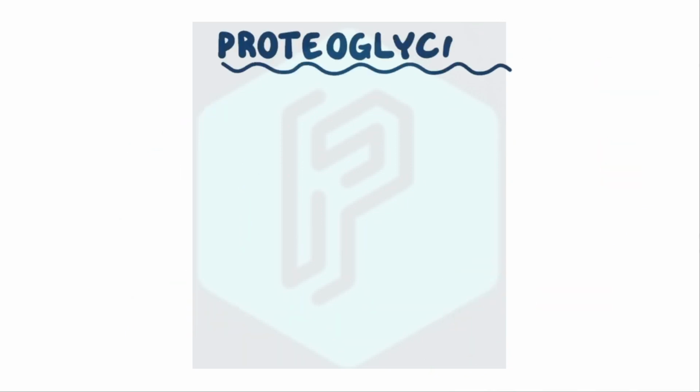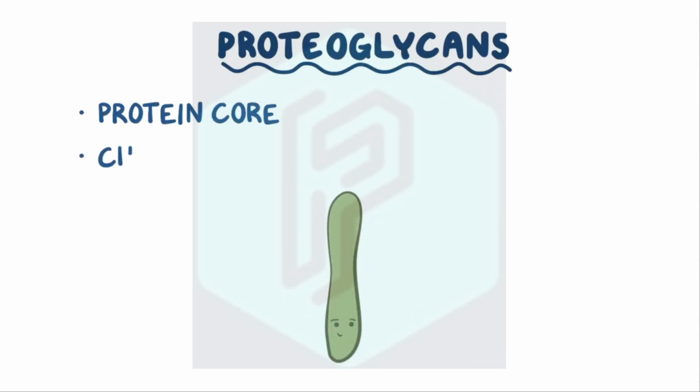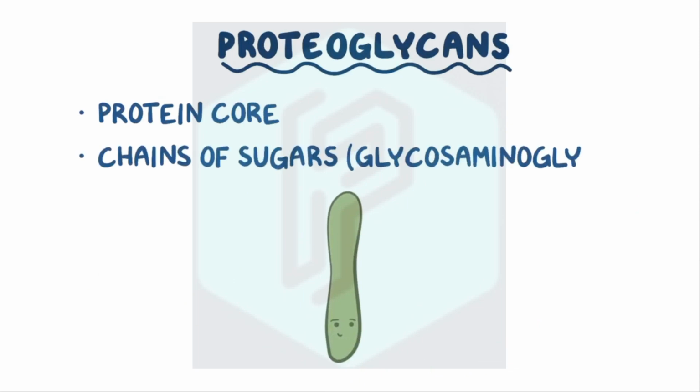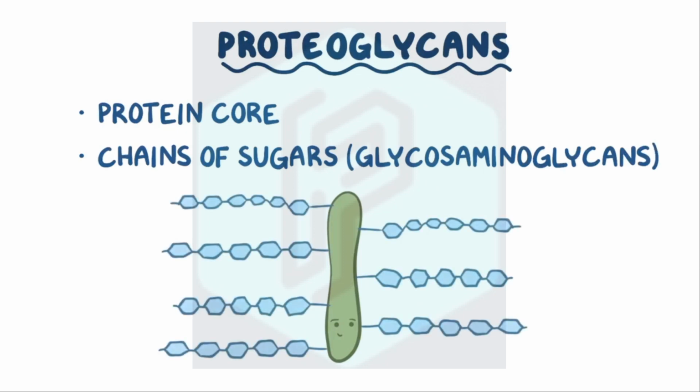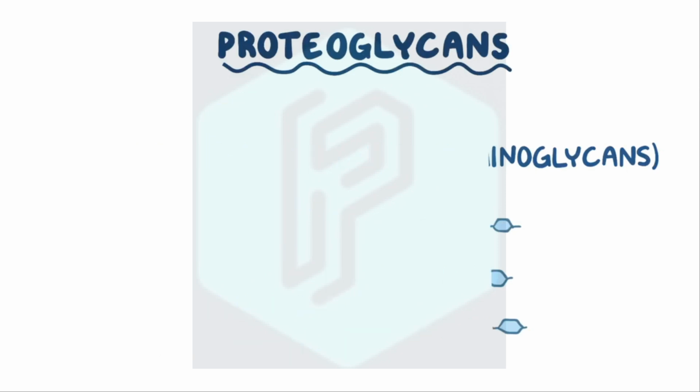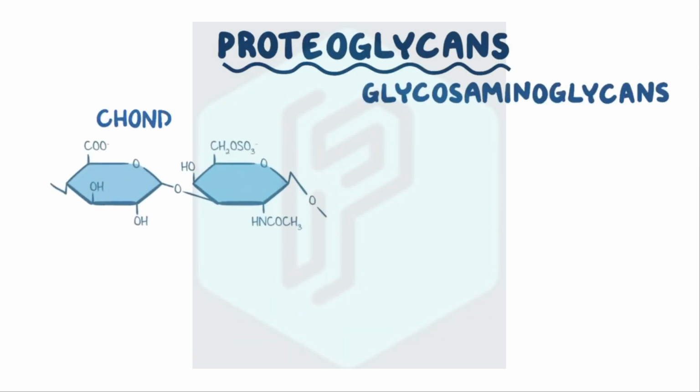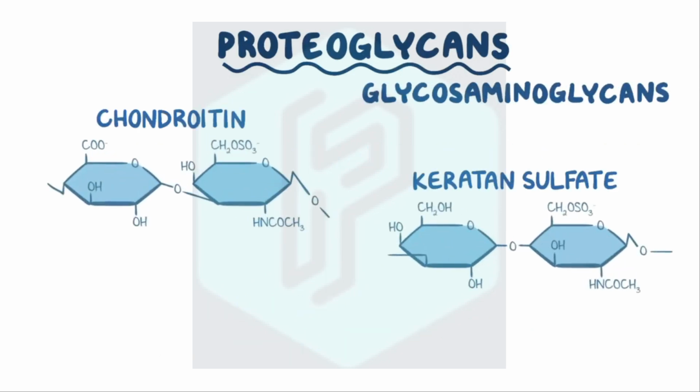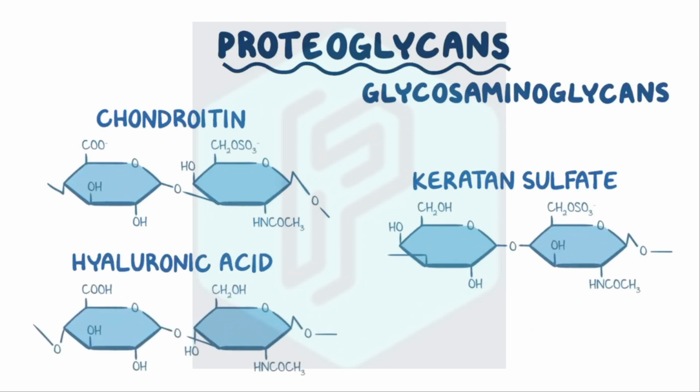Next are the proteoglycans, which are a group of molecules that have a protein core that's attached to chains of sugars called glycosaminoglycans. Lots of glycosaminoglycans attach perpendicularly to the core protein. Examples of glycosaminoglycans include chondroitin, keratan sulfates, and hyaluronic acid.